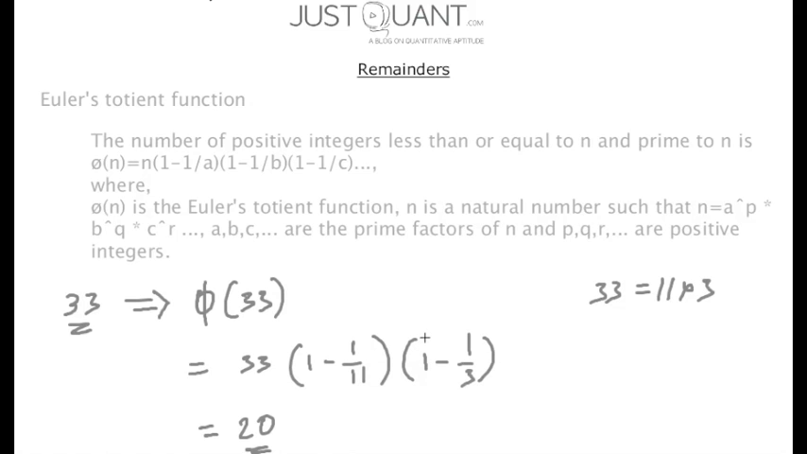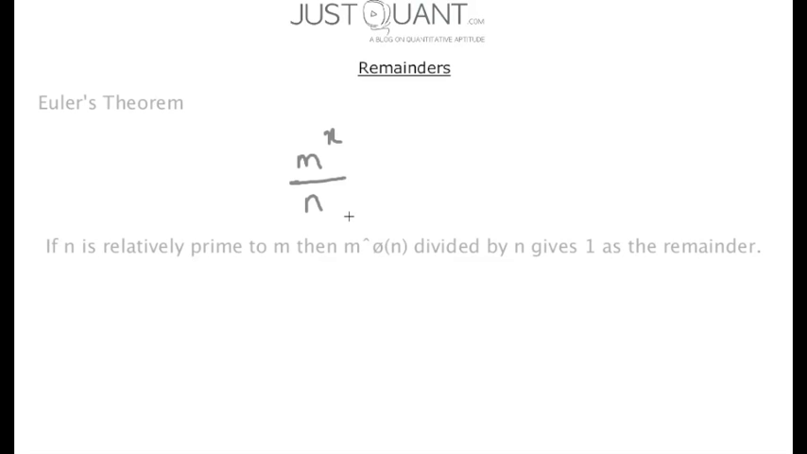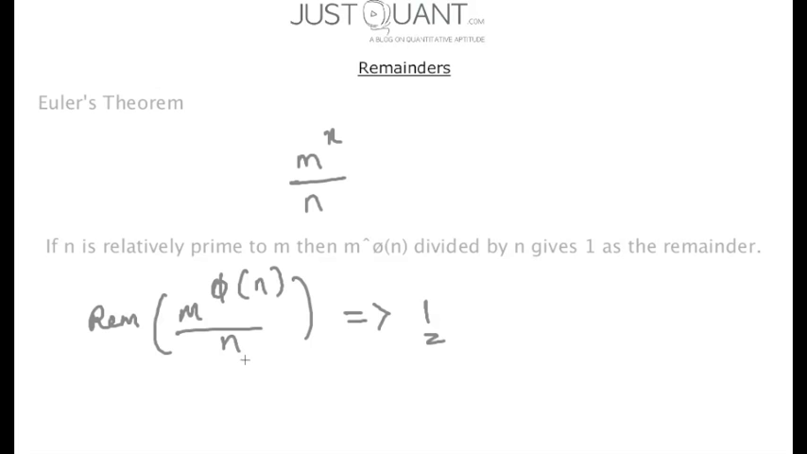So with this understanding of Euler's totient function, let's now try to understand Euler's theorem. If we have a number in the form m to the power of some positive integer x by n, here if n is relatively prime to m, that is, if m and n have a highest common factor of 1, then m to the power of phi of n divided by n gives 1 as the remainder. Here phi of n is Euler's totient function of n. That is, as per Euler's theorem, the remainder of m to the power of phi of n by n gives 1, where m and n are coprime.